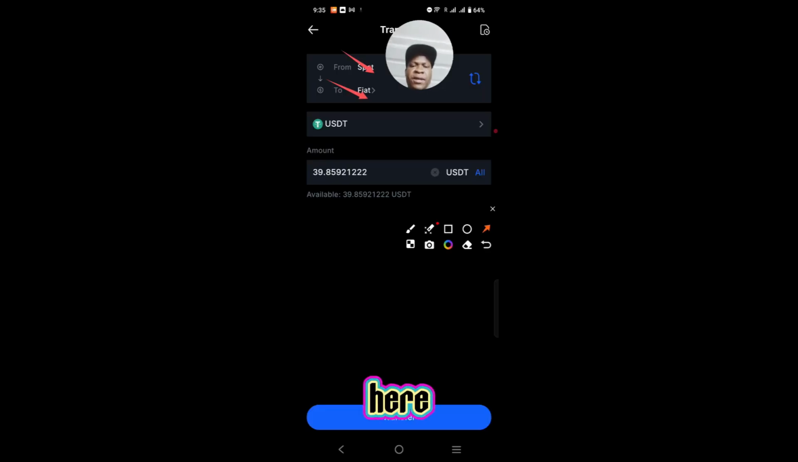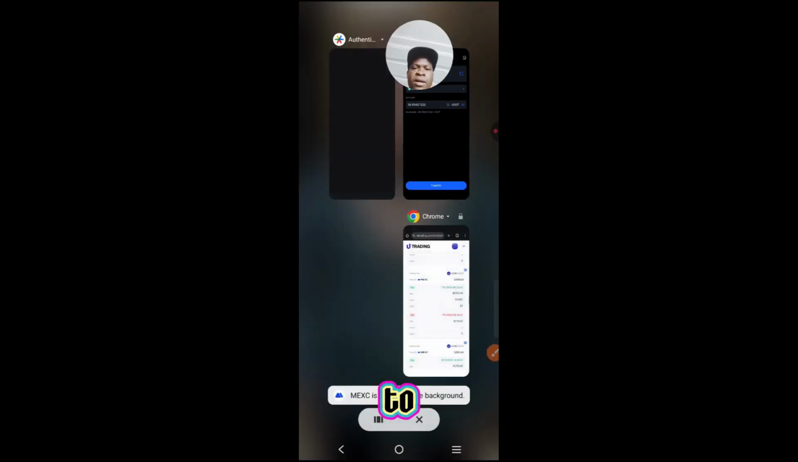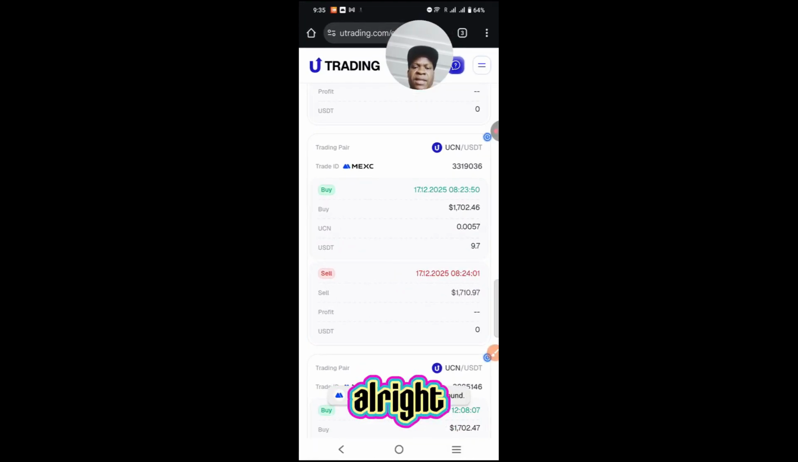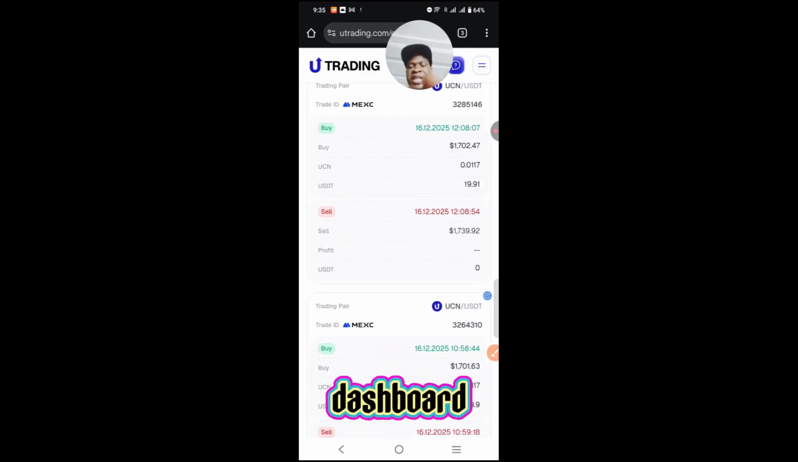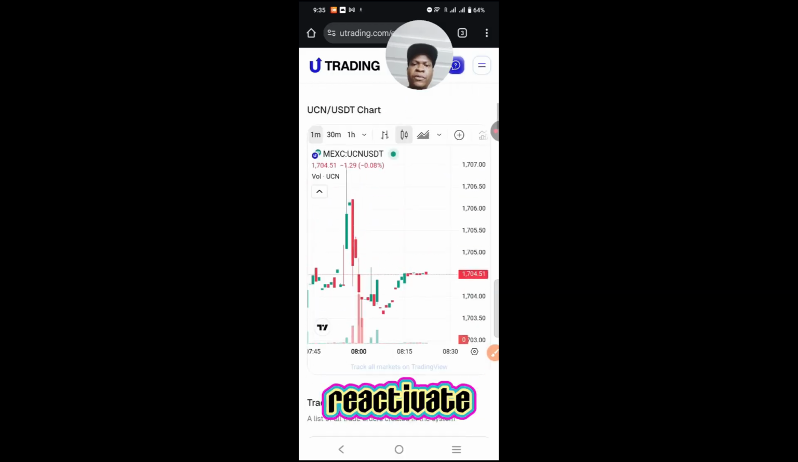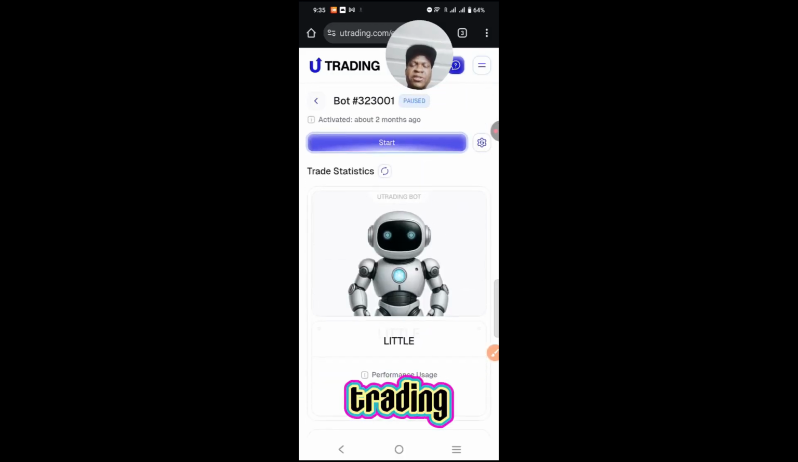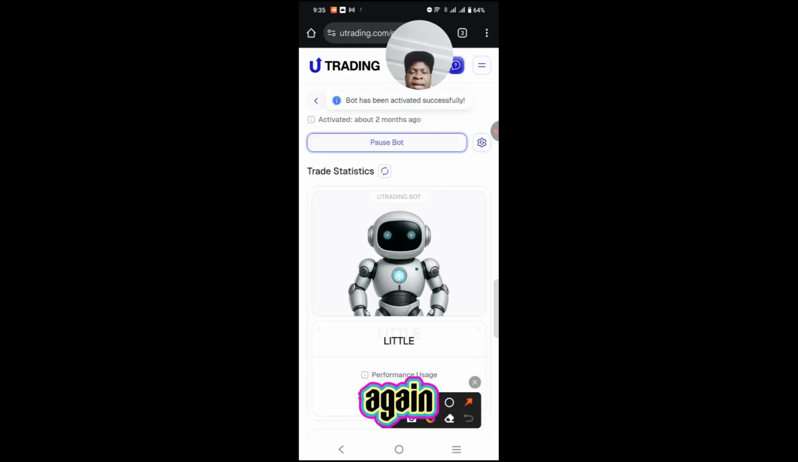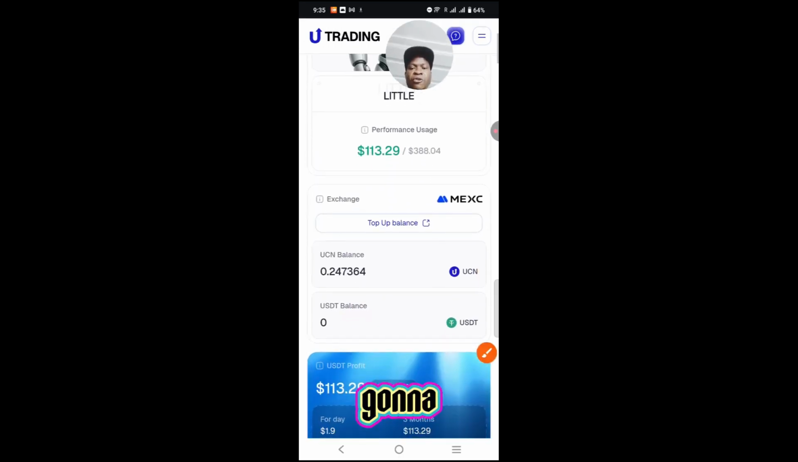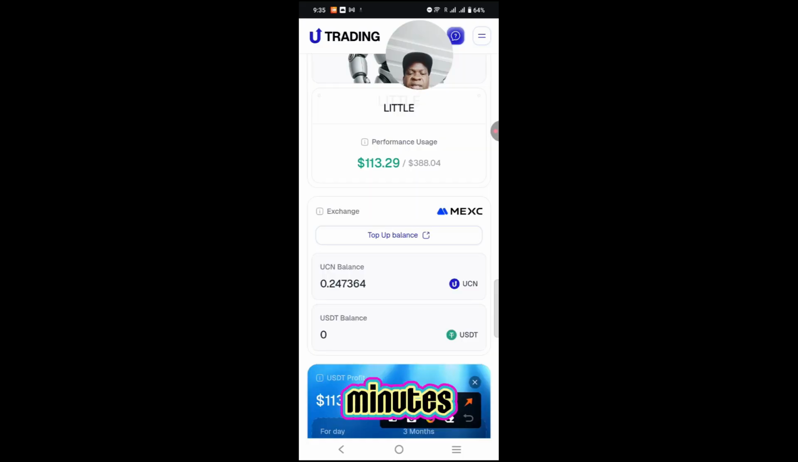So let's leave here right now. I'm going to go back to my exchange, on my dashboard, and reactivate the robot so that the robot can start trading. You remember I paused the robot earlier and I explained why I paused it, right? So I'm going to click on that place again now. See, the robot has started again, so it's going to start trading and making money. It's going to use up that USDT to trade. Now if you see, it has not reflected here because it takes about 30 minutes for it to reflect.